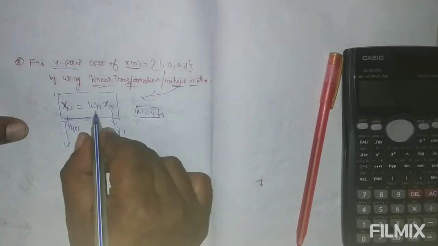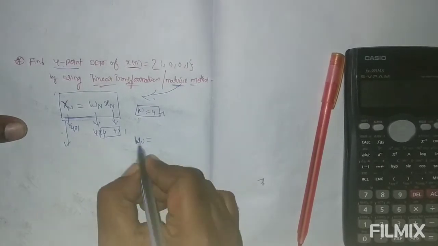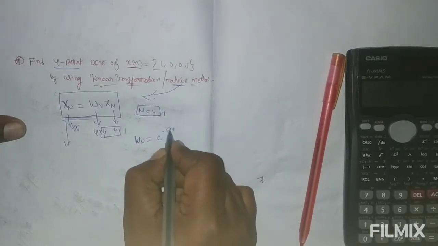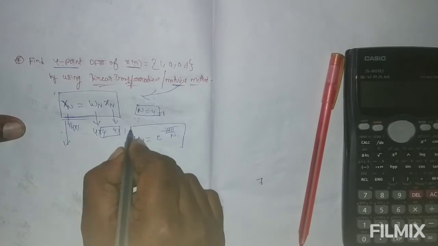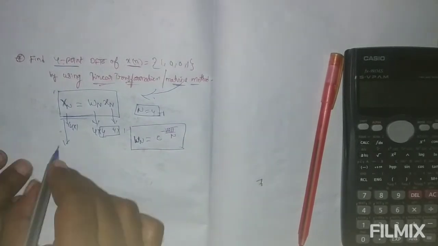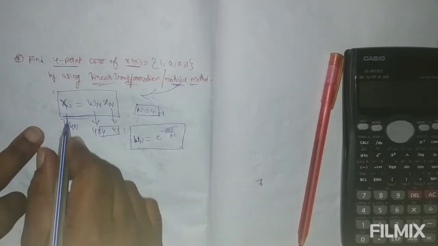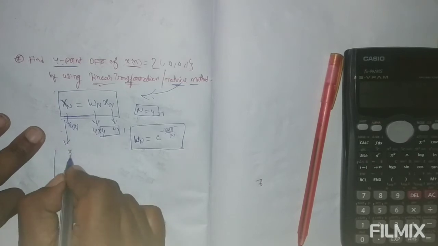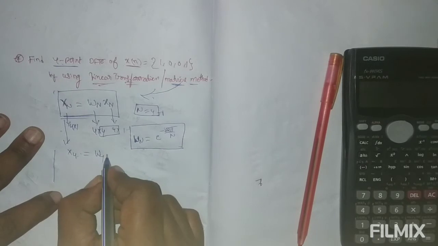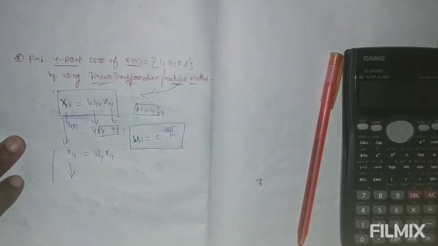We write here W sub N equal to the twiddle factor or phase factor. The formula is e power minus j 2 pi by N. This is very important: e power minus j 2 pi by N. Therefore X of k equal to capital X values, here N equal to 4, so X4 equal to W4 times small x4. This is the conversion into matrix form.